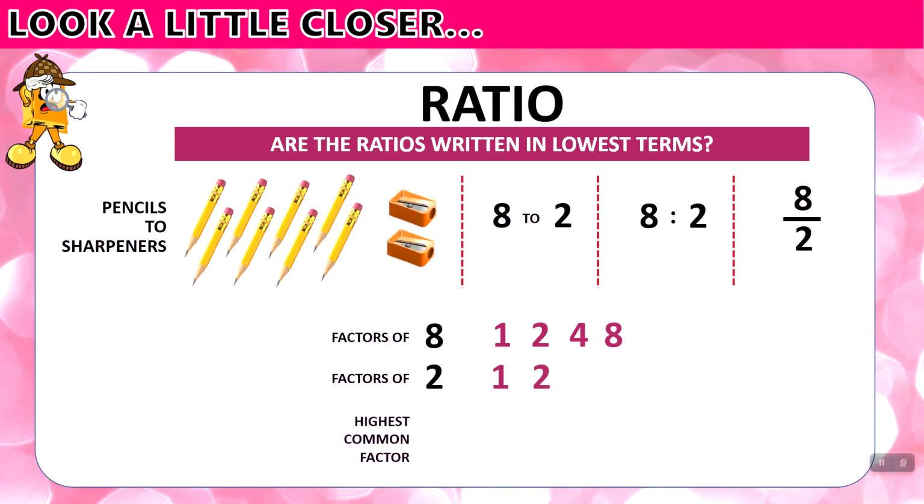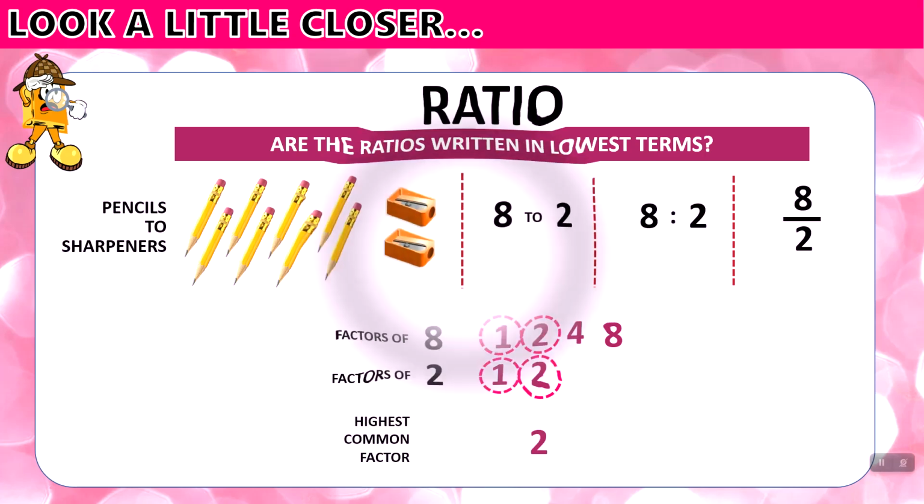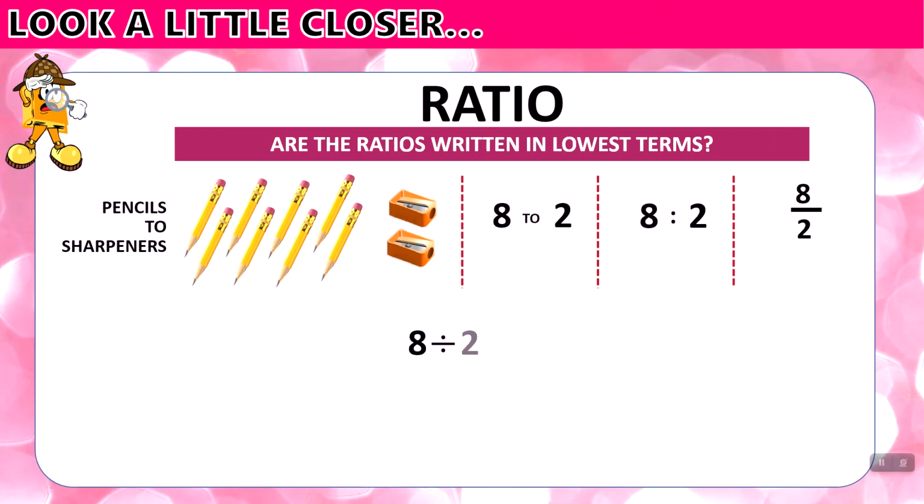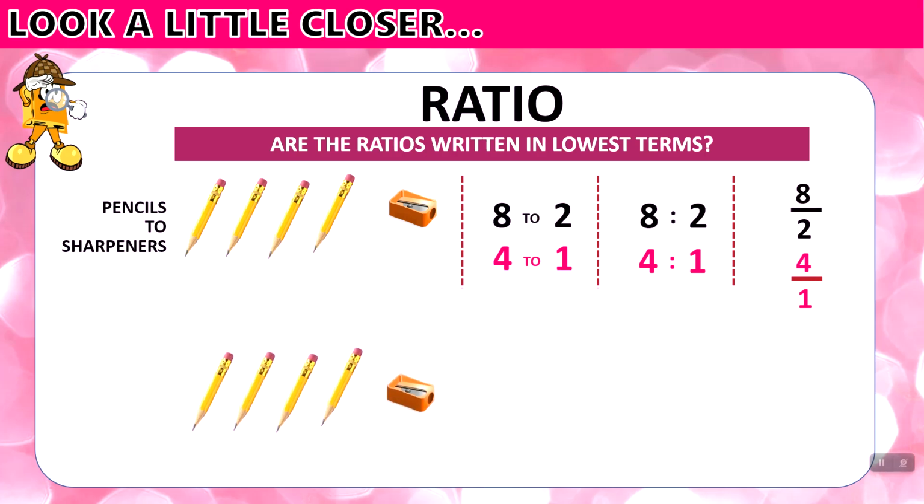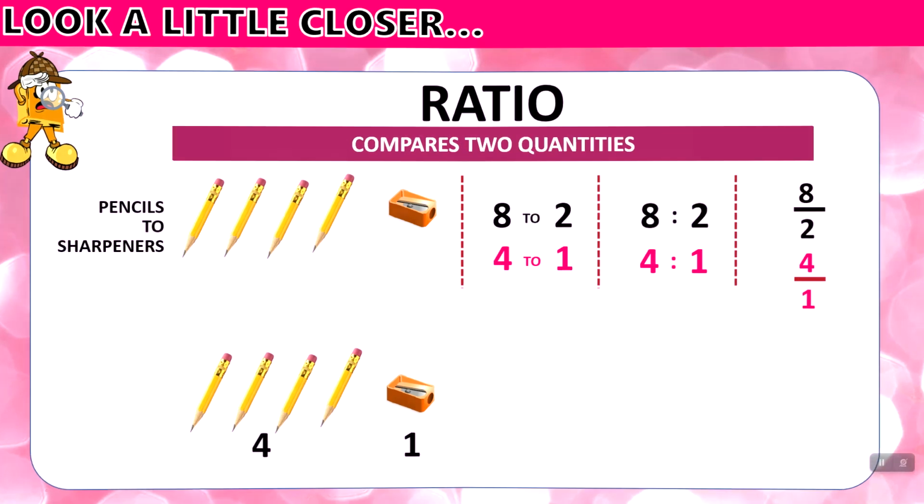And the highest common factor, when we look, the common factors are 1 and 2, and the highest one out of 1 and 2 is 2. So if we take the 2 and we divide 8 by 2, we get 4. We take the 2 and we divide that by 2, we get 1. So in lowest terms, this ratio is really 4 to 1. Or 4 colon 1, which is 4 to 1, or 4 over 1. And what this really means is for every 4 pencils, there is 1 sharpener. It compares the 2 quantities, and this is called a ratio.